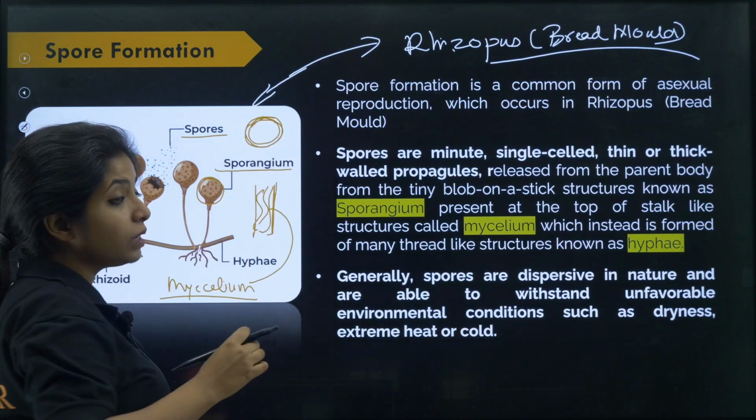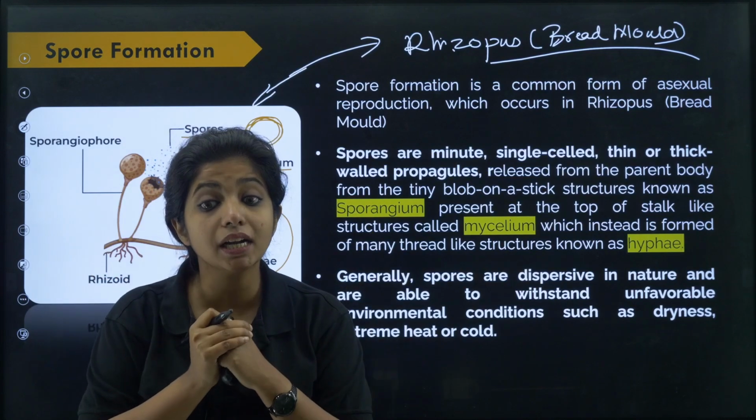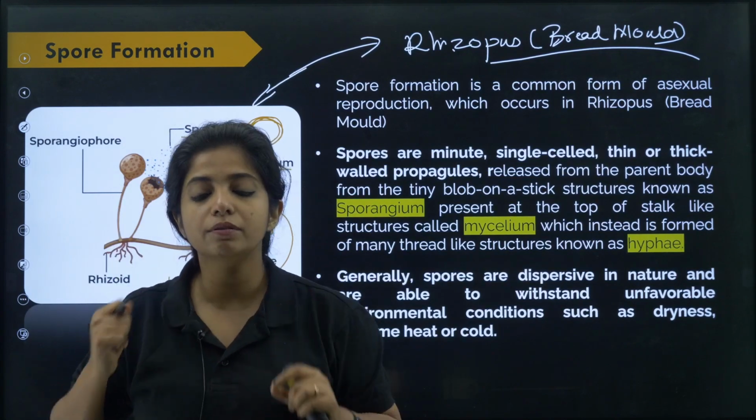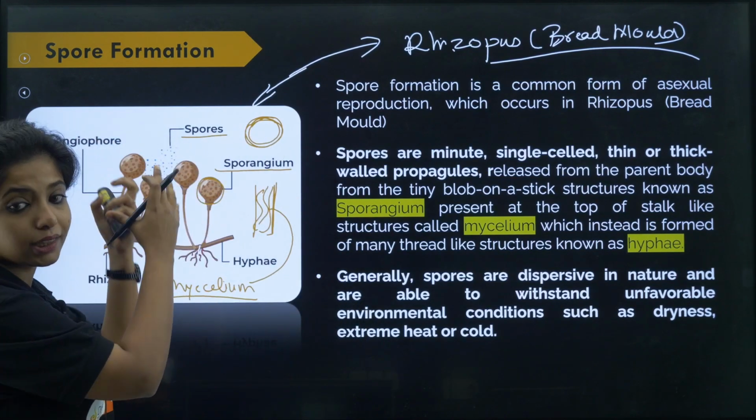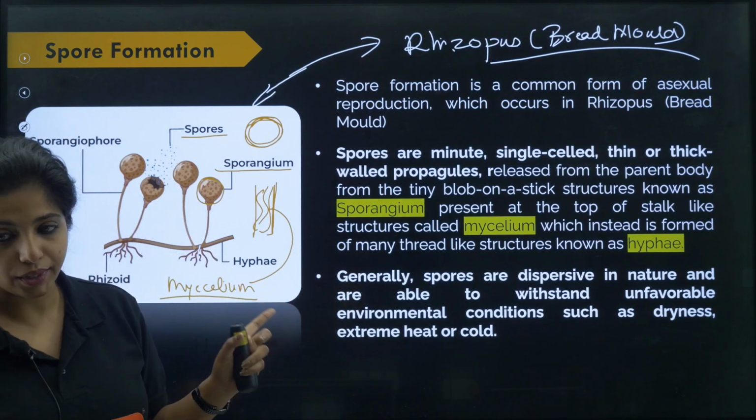So these spores are being dispersed into nature, and they sit like that until a favorable situation comes. When the favorable situation comes, they are going to make a structure again like this. They are going to reproduce again. This is how things work over there.